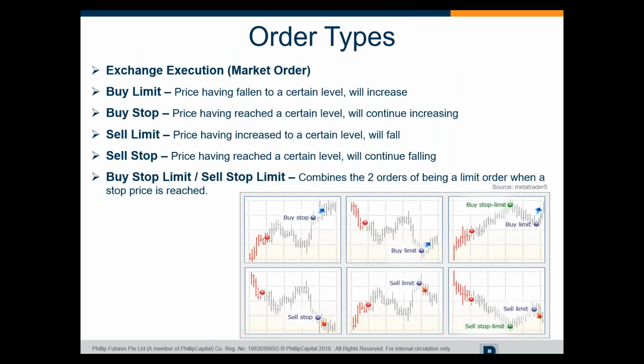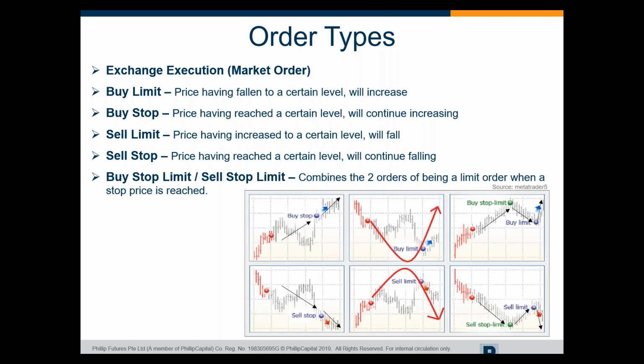So a few of the order types that we have on MT5. Apart from the market order, we have 6 different order types. The first, exchange execution, basically means market order, which means you want to buy or sell at the current market price. Now let's cover the other order types. I've drawn a few arrows for illustration purposes so it's easier for you all to understand.